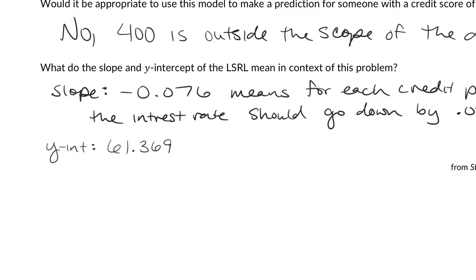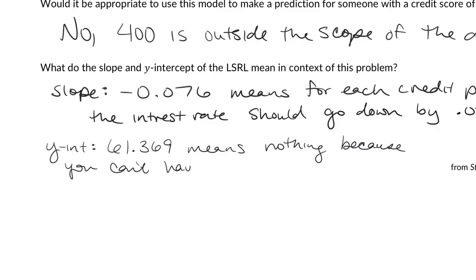But hopefully that's like a record scratch for you. Something's wrong with that sentence I just said. What's the lowest credit score you can have? 300. So can I plug in a credit score of 0? No. So in fact, and this is why this is an interesting question, the y-intercept is 61.369, but it means nothing in context of this problem because you can't have a 0 credit score. The lowest credit score you can have is a 300. A credit score of 0 is impossible.